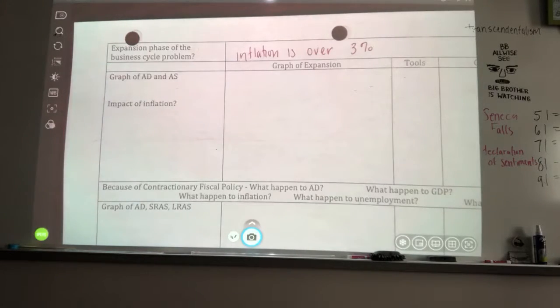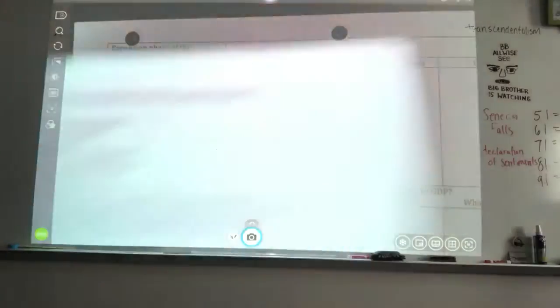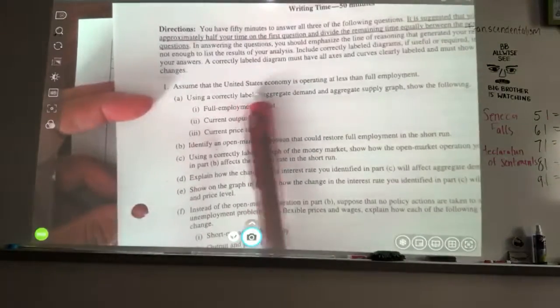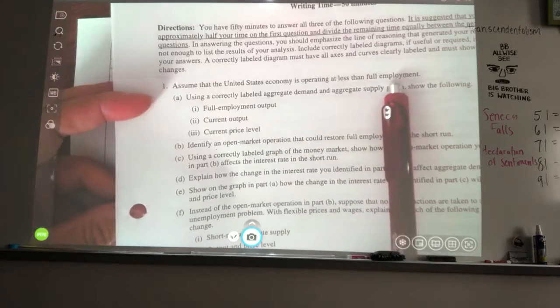This is really good to know, because a lot of times on the free response, they're going to tell you our economy is experiencing high inflation. Or like this one, assume the United States economy is operating at less than full employment. So what phase of the business cycle am I in?